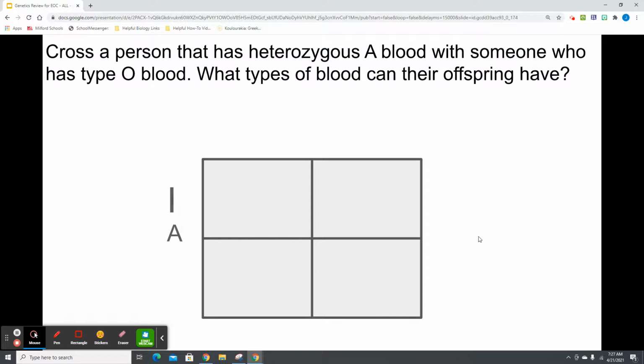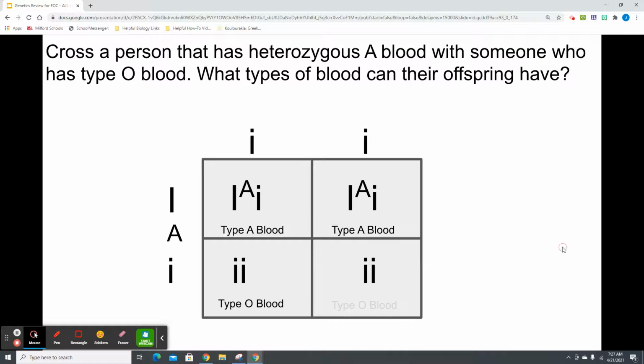So if you have a heterozygous A person, so I^A, this A should be up here, I'm sorry, and little i, and you cross it with an O type blood, which is little i little i, look at the offspring. You get 2 offspring that can have A type blood and 2 offspring that can have O type blood.